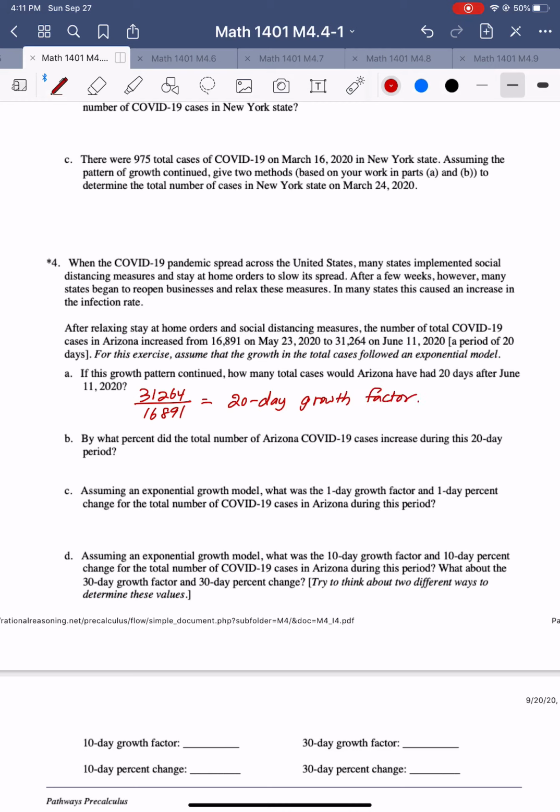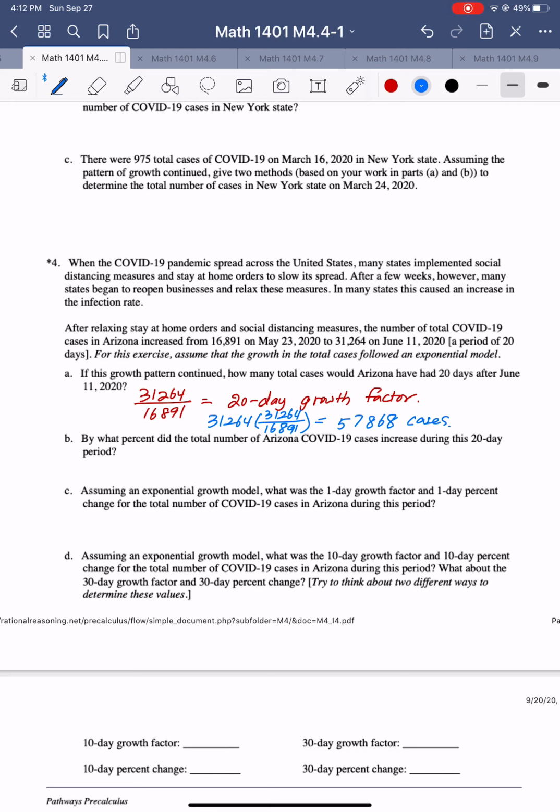So you're looking for the number of COVID-19 positive cases 20 days after June 11th, right? So June 11th was 31,264, and then you multiply by 31,264 over 16,891, and we get 57,868 cases if you use that, okay? But that's after the 20 days, okay?